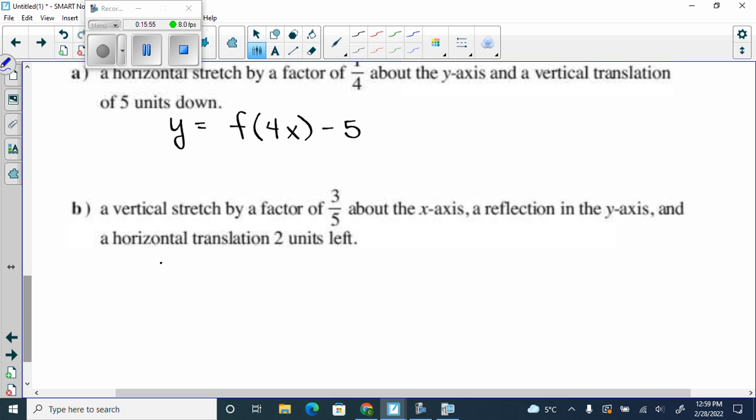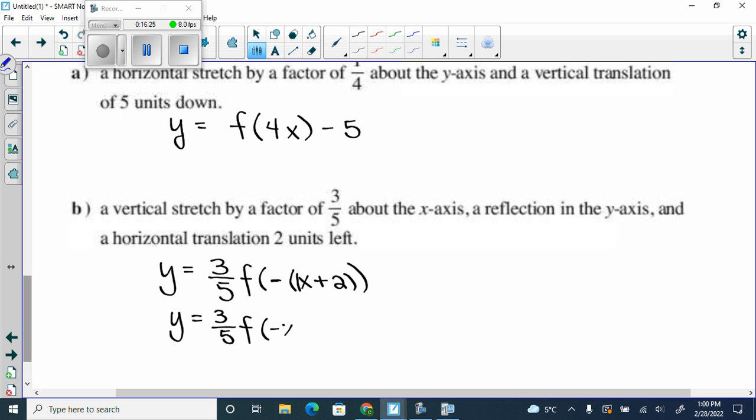Here we have vertical stretch by a factor of 3/5. And a reflection in the y-axis. So that's with the x. And a horizontal translation 2 left. So I'm going to add 2. Now remember, you always have to have the negative or the stretch out here, and there has to be a 1 here in order to put your horizontal translation correct, right? Once again, you could distribute it through, and they could give the answer 3/5 f negative x minus 2.